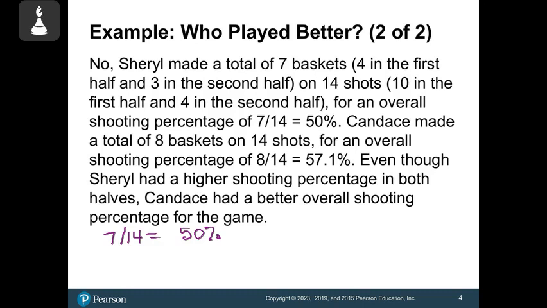Candace, however, had 8 total baskets that she made. She made 1 in the first half and 7 in the second half, so that's a total of 8. And she also had 4 shots in the first half and 10 in the second half, out of 14. And 8 out of 14 is actually better than 7 out of 14. She got 57.1%. So despite Cheryl having a better first-half percentage and a better second-half percentage, overall, she did not do better if you look at the game as a whole.